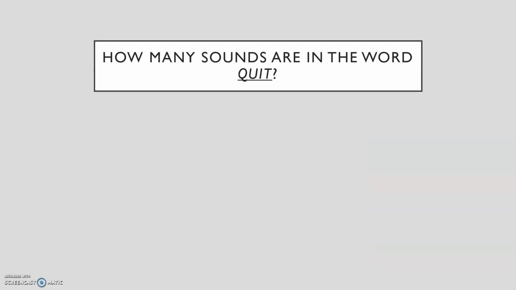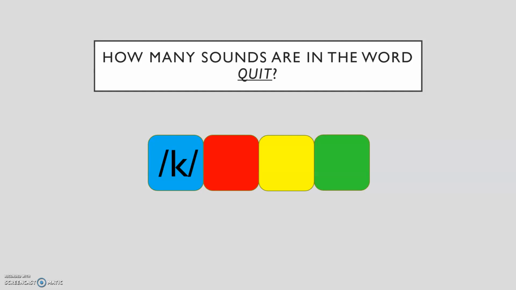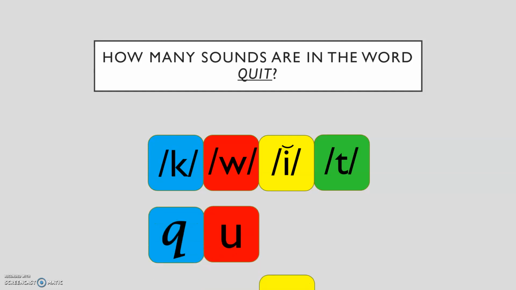How many sounds are in the word quit, Jenny? There are 4 sounds in the word quit. K, W, I, T. 4 sounds and 4 letters. This one can be especially tricky for teachers because we teach QU as best friends that go together. QU is a borrower. It borrows 2 sounds.